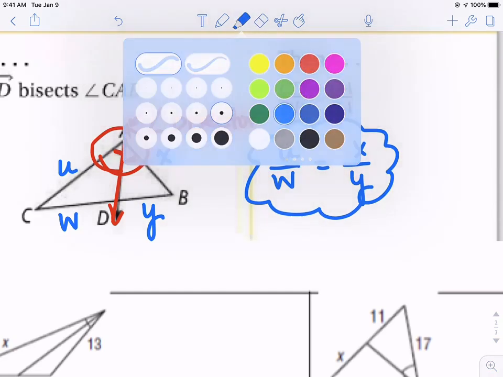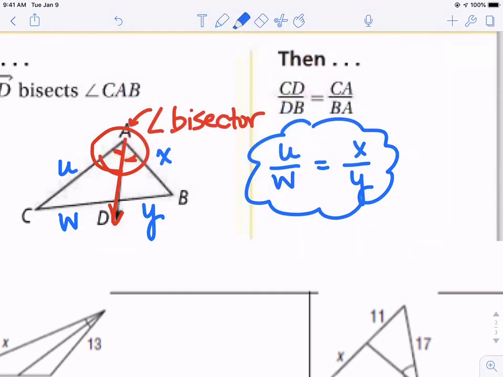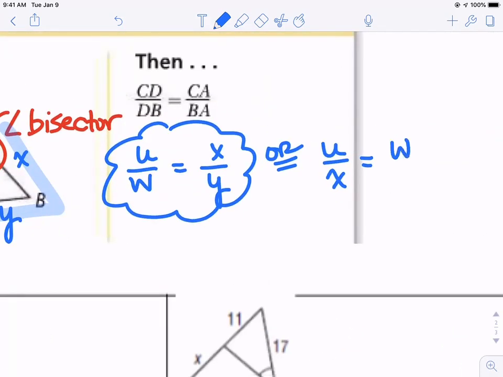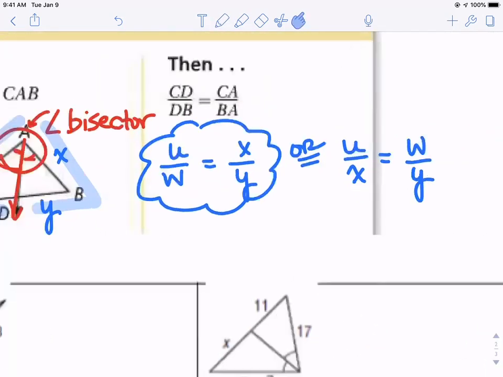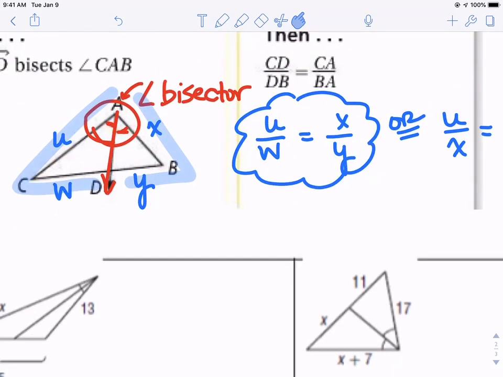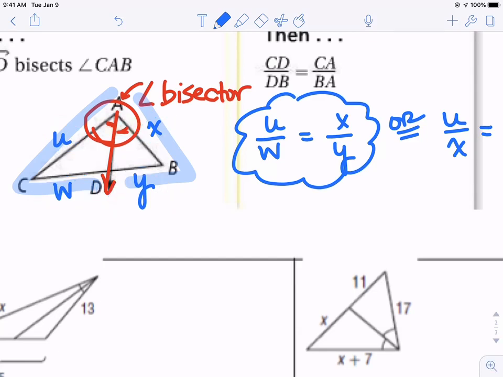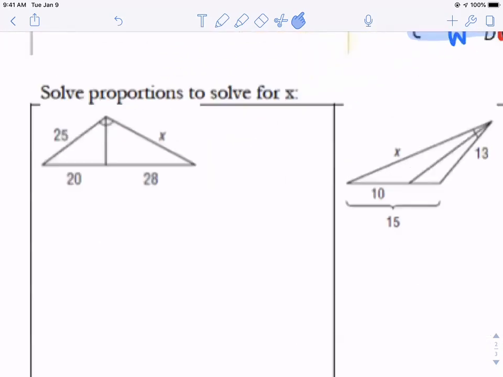Let me go to a highlighter here. I started where the angle bisector is, and I went down and across the triangle, and then the other side is proportional, down and across the triangle. You can go u is to x as w is to y. Okay, so you can go u is to x as w is to y. But I think it's simpler to just get in the habit of tracing along the sides of the triangle. Either of those would be okay, though.